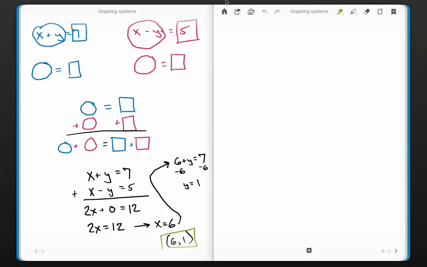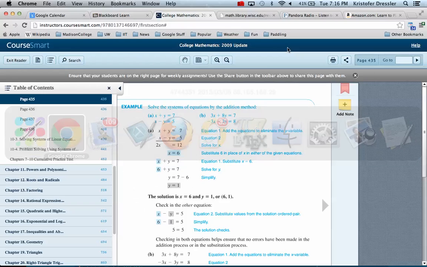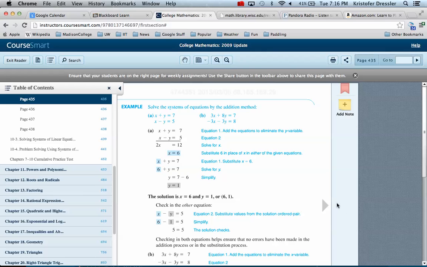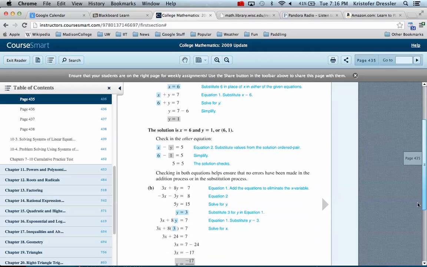All right, let's do another example like that. Let's do it in black, however. So another example is, I guess. Oh look, hey, they got 6 and 1 too. So cool, we must be pretty good mathematicians.